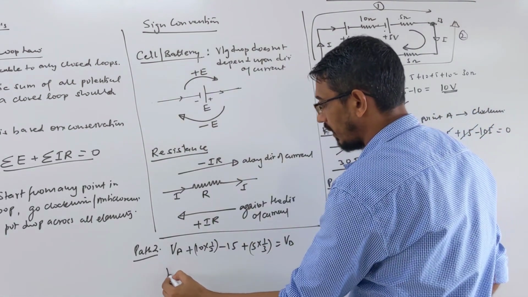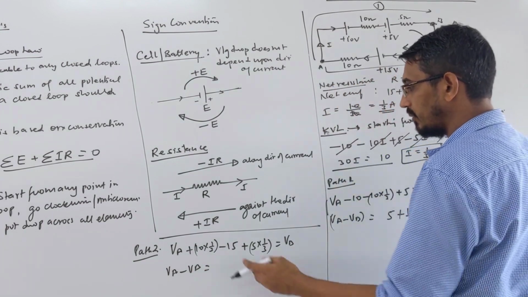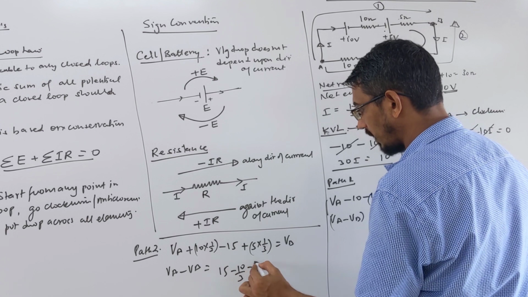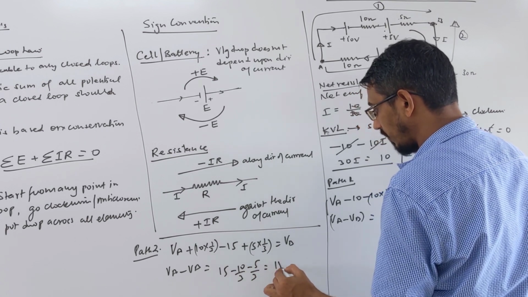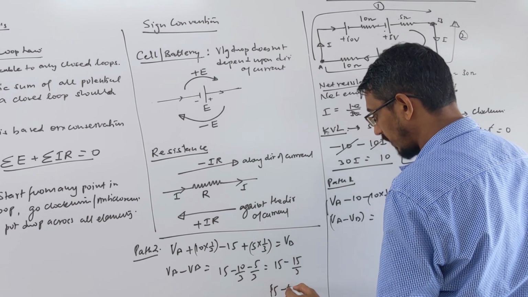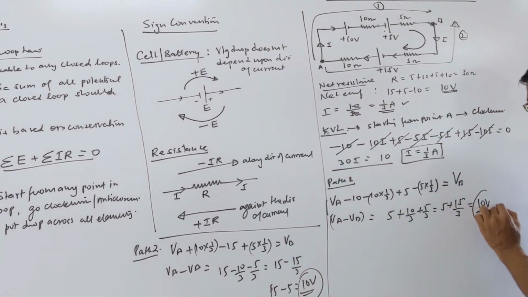So you want to find VA minus VB. Look here, what you got: minus 15 goes outside, becomes plus 15 minus 10 by 3 minus 5 by 3. So you got 15 minus 15 by 3, 15 minus 5, that becomes 10 volt. We got 10 volt answer here, we got 10 volt answer here.